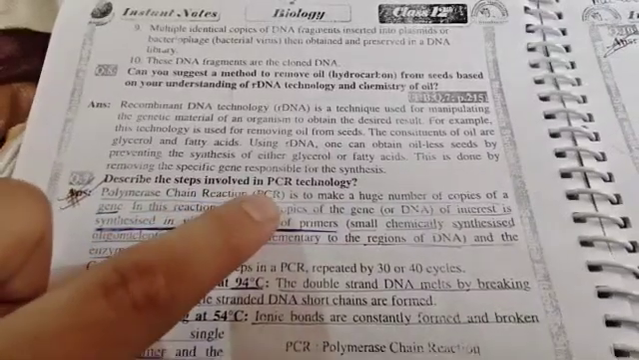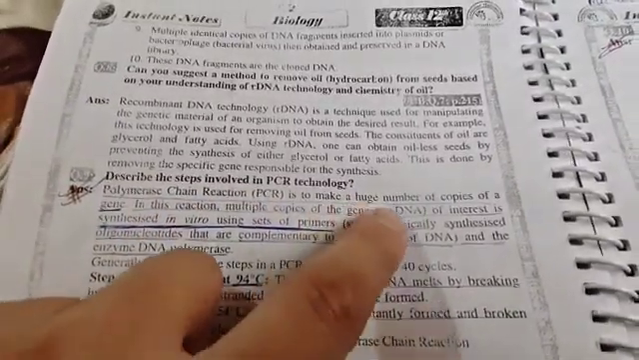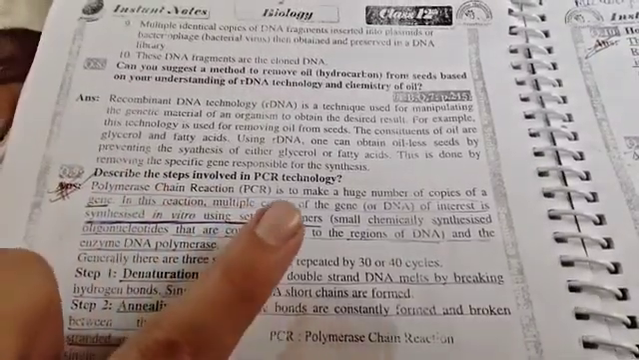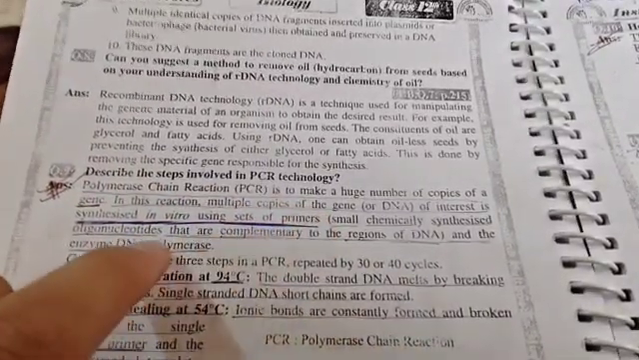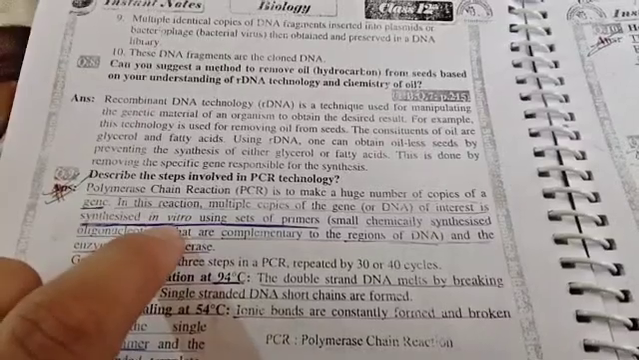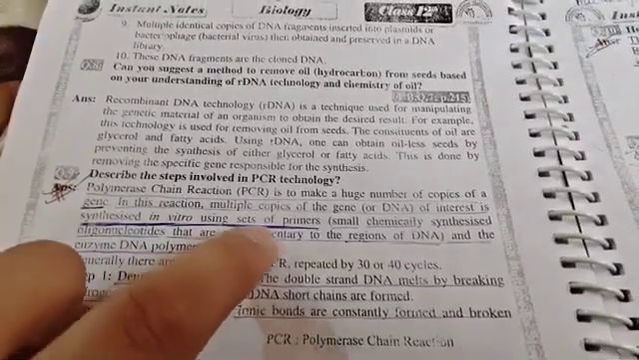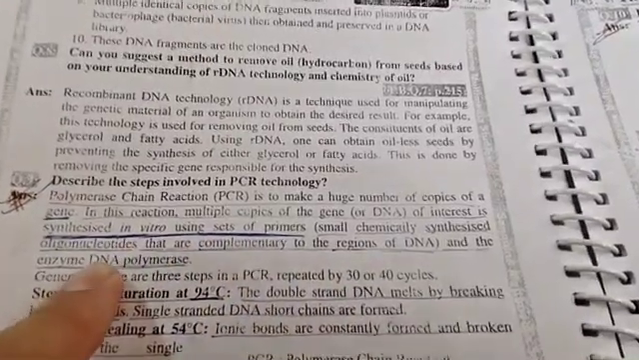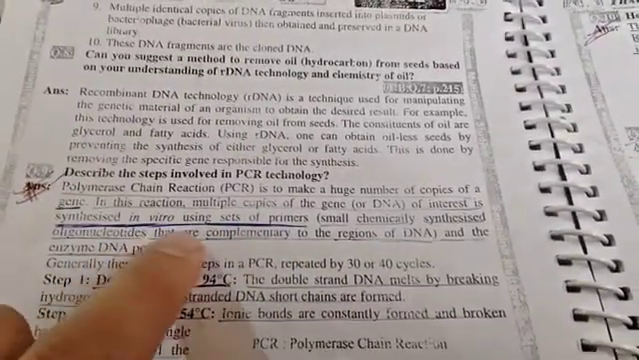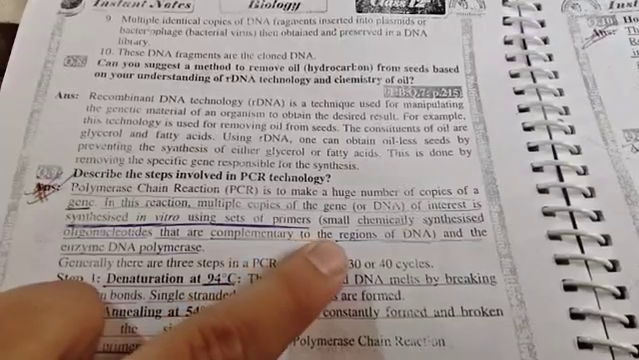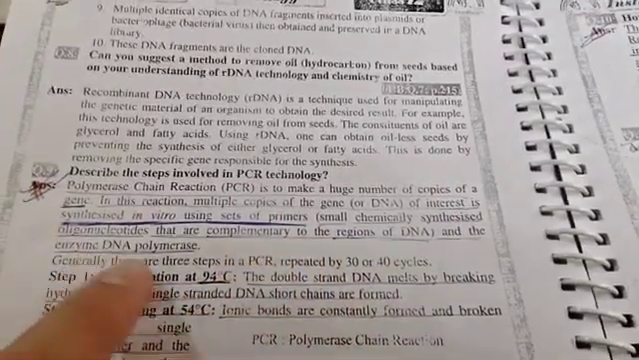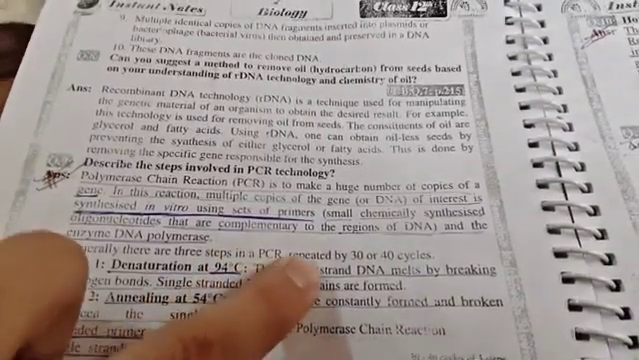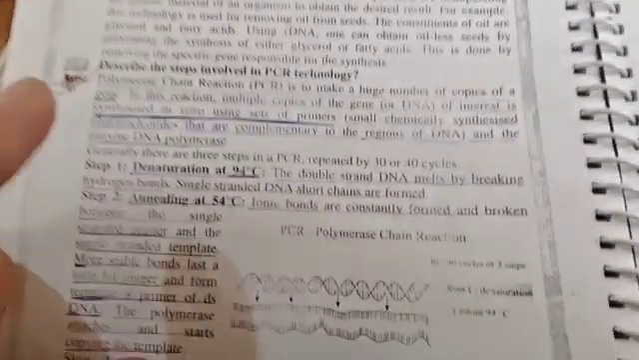Polymerase chain reaction, which means PCR as a short form, is used to make a huge number of copies of a gene. In this reaction, multiple copies of the gene or DNA of interest are synthesized in vitro using sets of primers, small chemically synthesized oligonucleotides that are complementary to regions of DNA, and the enzyme DNA polymerase. Generally, there are three steps in PCR repeated for 30 or 40 cycles.